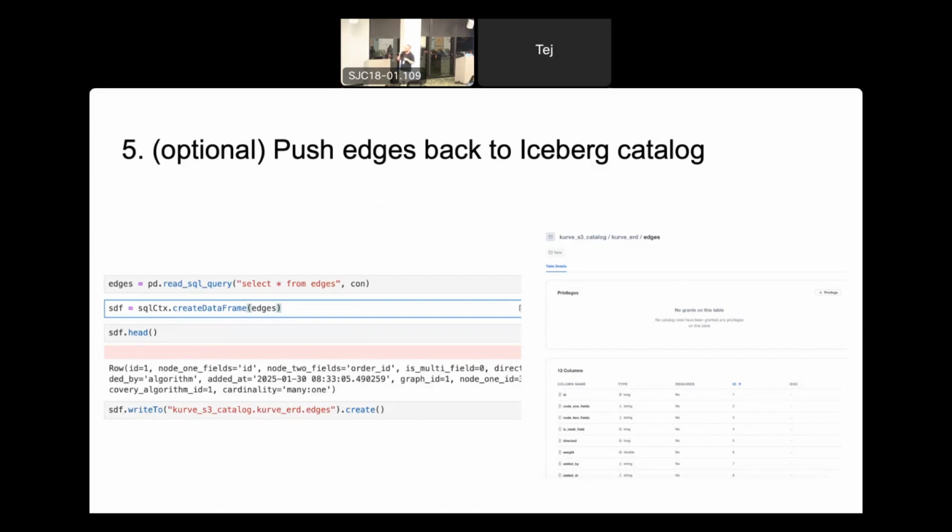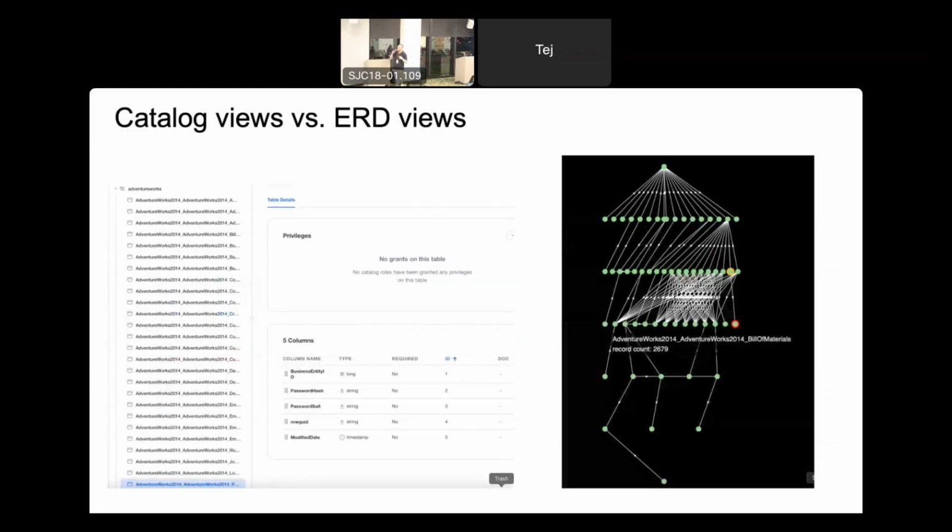We can also push these edges back to the Iceberg catalog, so you can push back the relationships as a separate table within a schema, which houses all that relational context, which you can then feed to any of your favorite LLM context engines or whatever you want to do to optimize text to SQL.